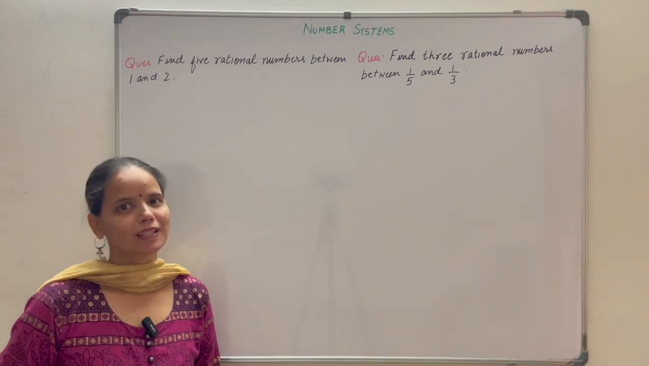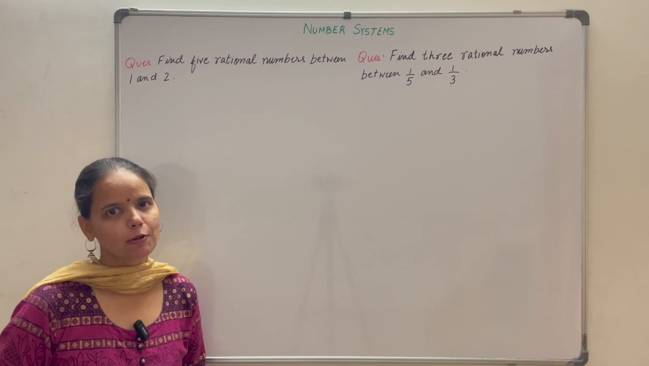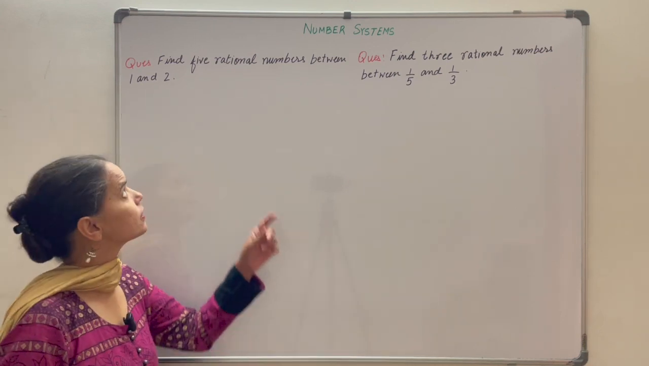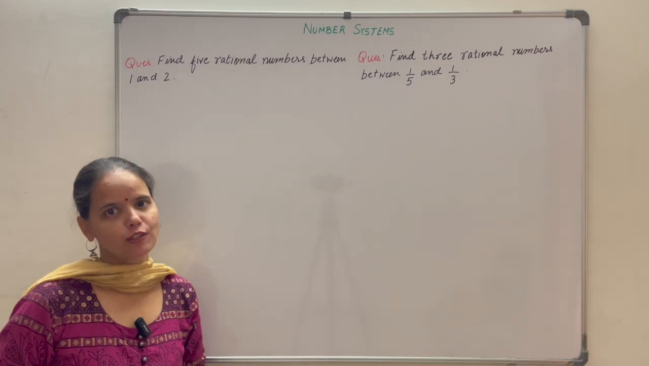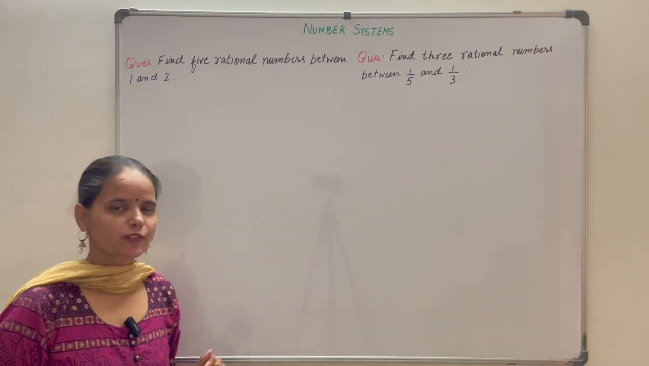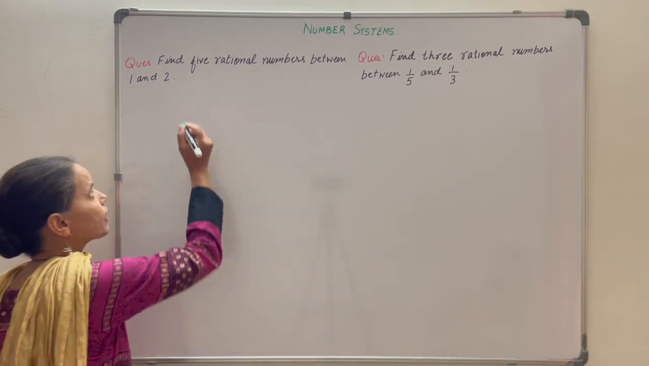Let us see one more method using which you will be able to find out the required number of rational numbers between two given rational numbers in one step. So here the required number is 5 rational numbers. You have to find out between 1 and 2. So how are we going to do it? So here it is 5. So you add 1 to that. So what do you get?